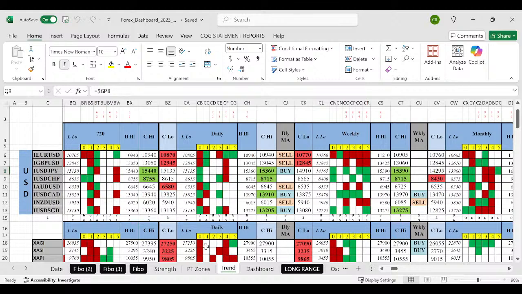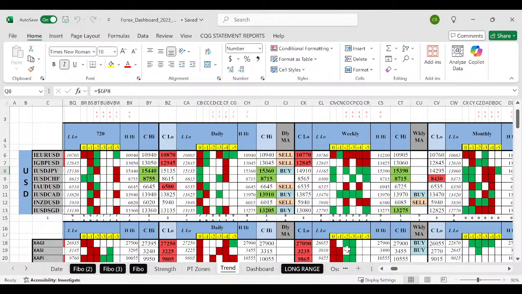Gold is also very weak, so we expect this weakness to continue. Let's start off with gold, then we look into euro dollar, dollar yen, and dollar Swiss. And of course, when time permits, we also look into the pound.